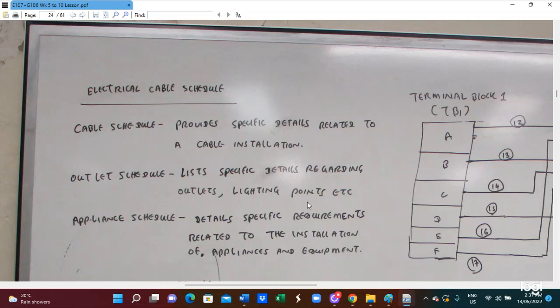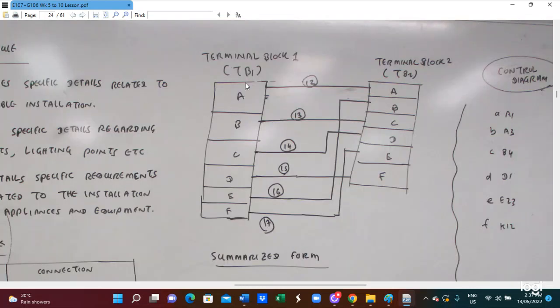Those things, the cable and the schedule, have to be followed. Here is the cable schedule. Terminal block one has terminals A, B, C, D, E, F. Terminal block D has terminals B, C, D. So in this case, there is a join between the A cable.